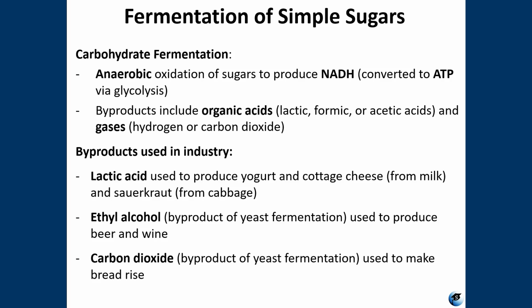Byproducts of fermentation that we use in the industry include lactic acid. We use that to make yogurt and cottage cheese and sauerkraut. Ethyl alcohol is a byproduct of yeast fermentation, and we use that to produce beer and wine. You know, that's the alcohol that you can drink. And then carbon dioxide, which is also a byproduct of yeast fermentation, is actually used to make bread. It makes the bread rise.